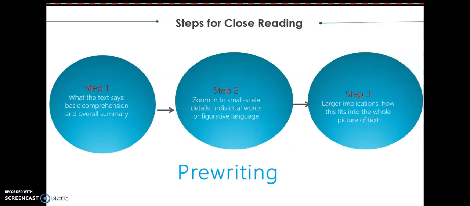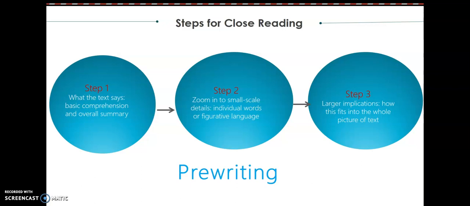Your first step is what the text says. This is your basic comprehension and your overall summary. This is a lot of what we've been accomplishing in class. Then step 2, think of this like a microscope where you're zooming into small scale details, where you've picked out an individual word or a single example of figurative language and looked at why that word or why that simile or why that metaphor was used at that particular instant.